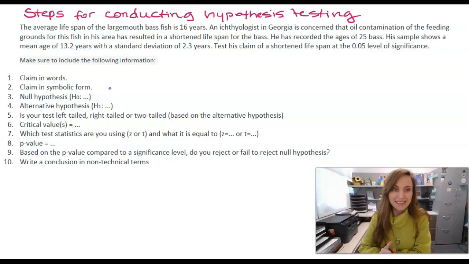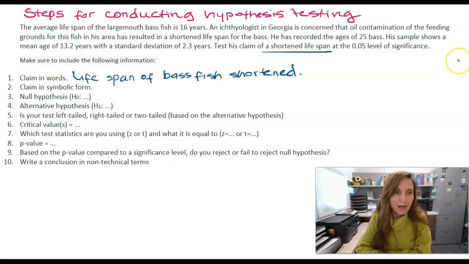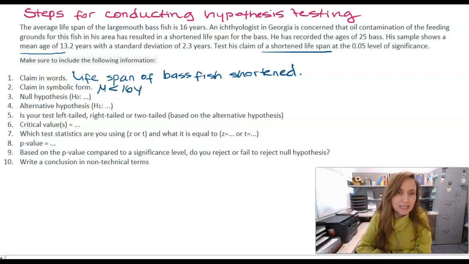First, we need to state the claim in words. And the claim is that the lifespan of a bass fish is shortened. Write the claim in symbolic form. Since we are conducting a hypothesis test for the mean age of the bass fish, we are conducting the test about the population mean. And the claim is that the life is shortened, so it's less than 16 years. Mu is less than 16 years. 16 years is the average lifespan of the fish.